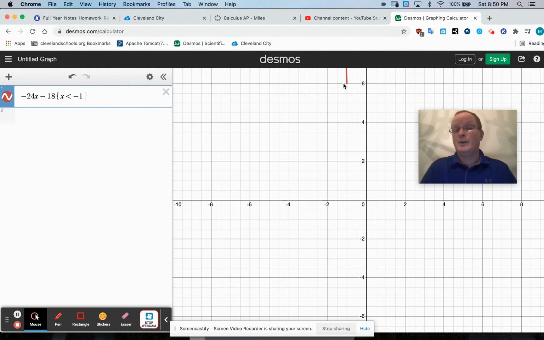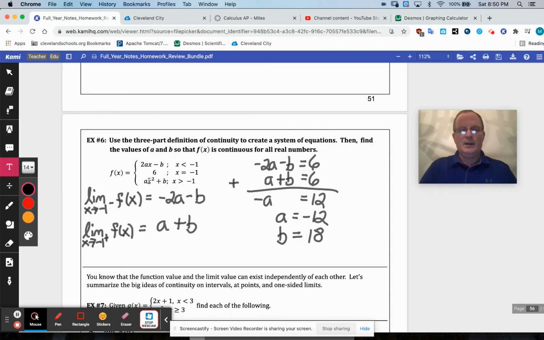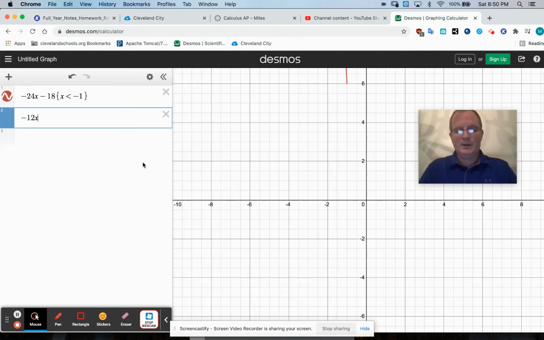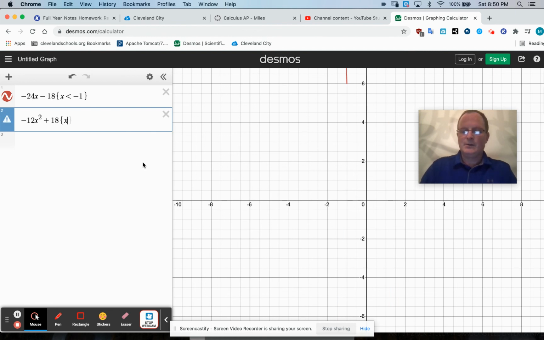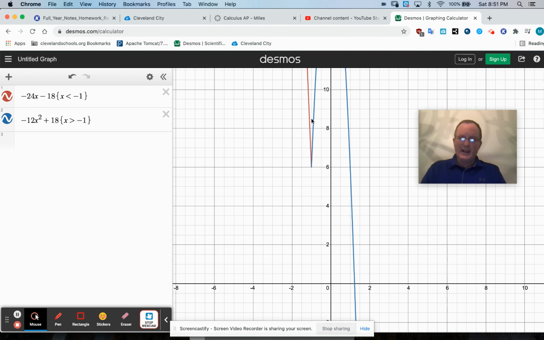Oh, there. Look, as you can see, it hit at 6. All right. And so then the other one had better hit right at that point. It's going to be blue. And so the other one is going to be -12x squared plus 18, but only when x is greater than -1. Haha. All right, so look at there. So now it's a sharp point.